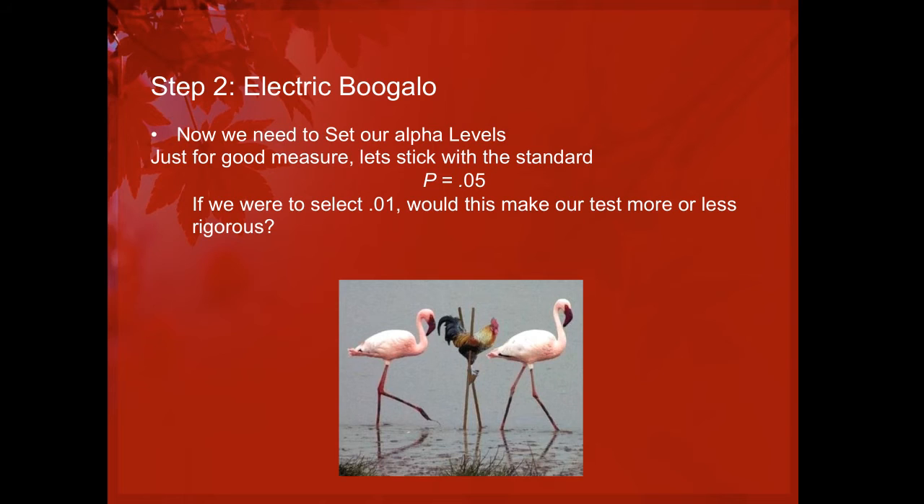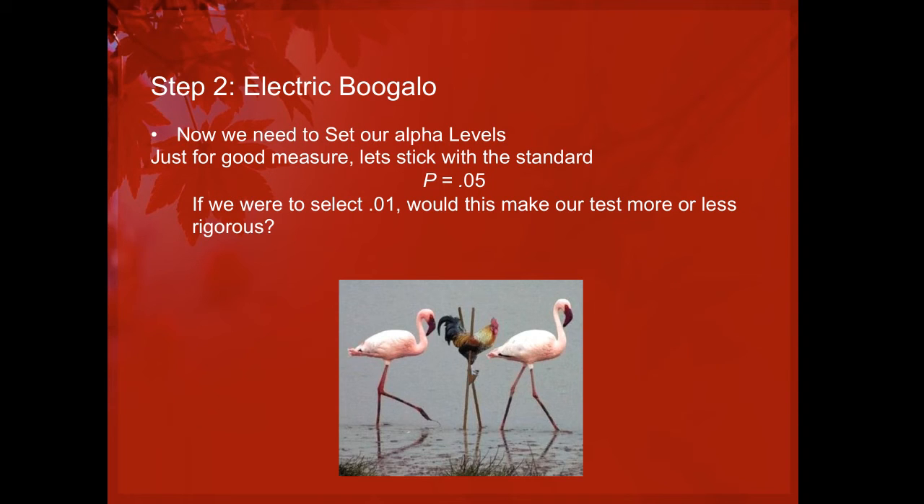Let's go ahead and set our alpha level to 0.05 or 5%, which is the most common alpha level, and think about why that might be. What would happen if we set our alpha level to 0.01? Would that make our research hypothesis easier or harder to prove? You may want to pause at this point and think about it for a minute.